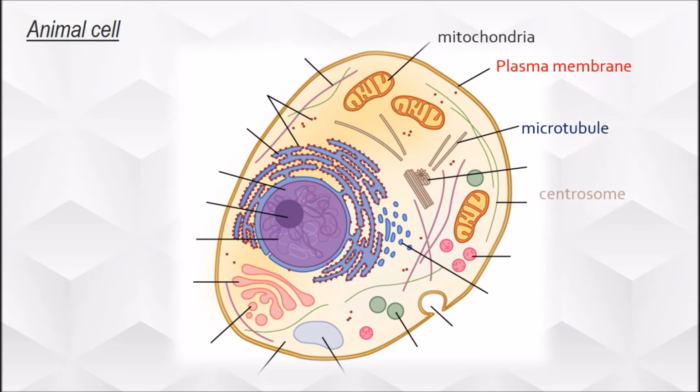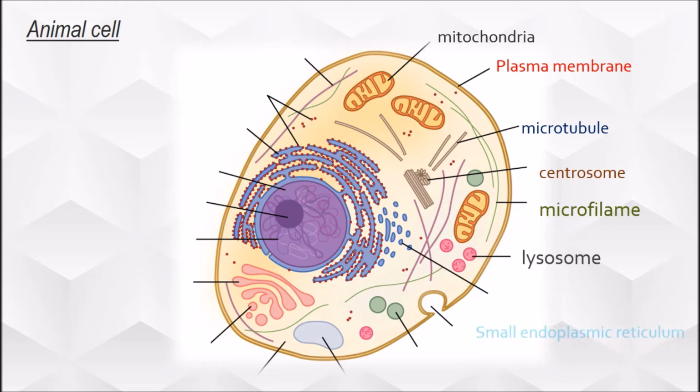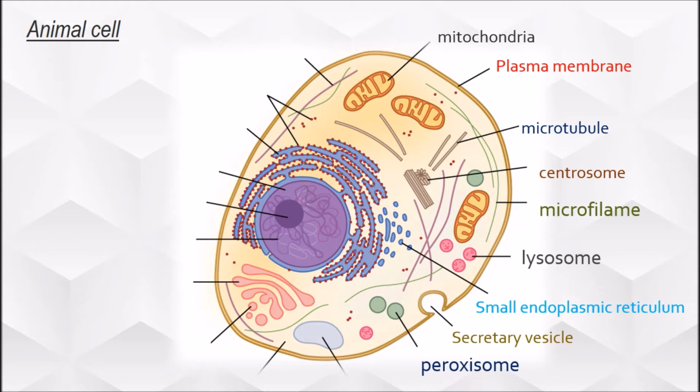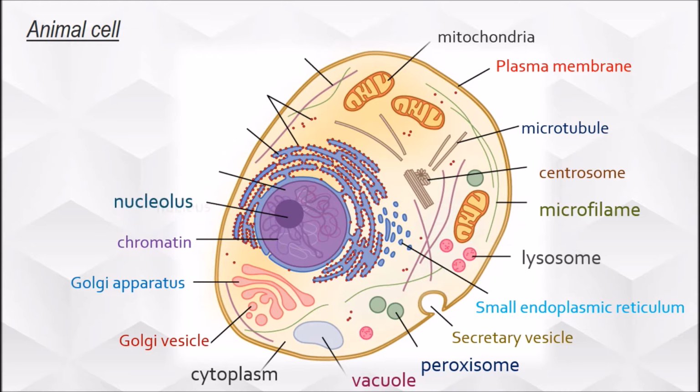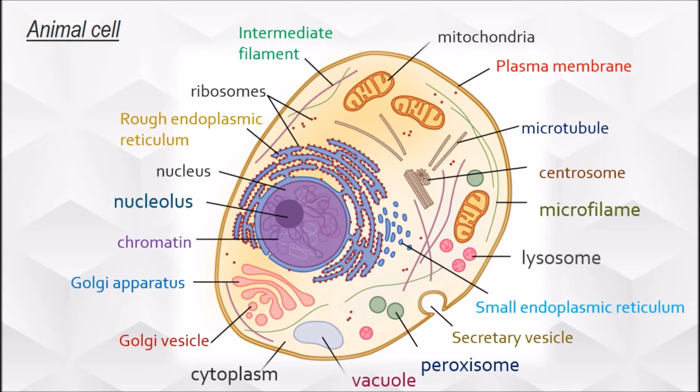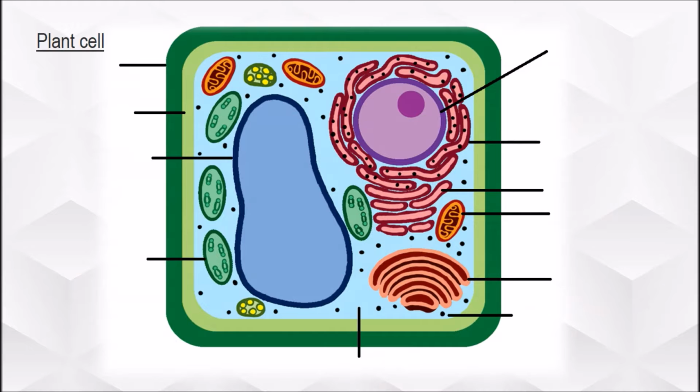Mitochondria, plasma membrane, microtubule, centrosome, microfilament, lysosome, smooth endoplasmic reticulum, secretory vesicle, peroxisome, vacuole, cytoplasm, Golgi vesicle, Golgi apparatus, chromatin, nucleolus, nucleus, rough endoplasmic reticulum, ribosomes and intermediate filament. Then we will find out the components in a plant cell.